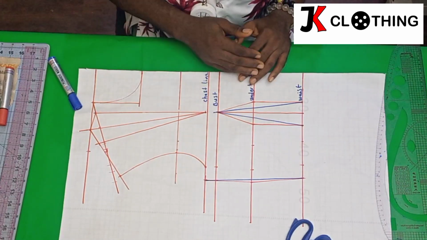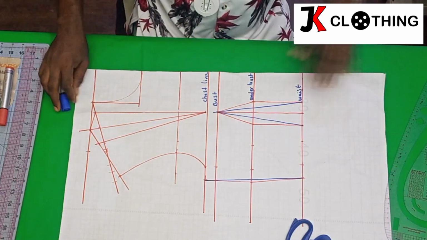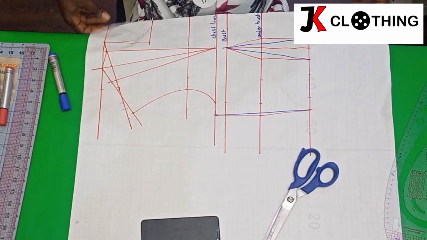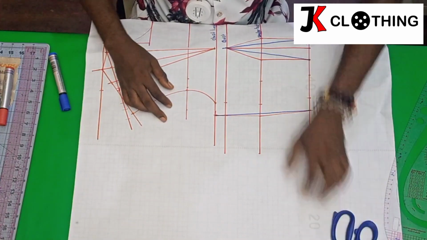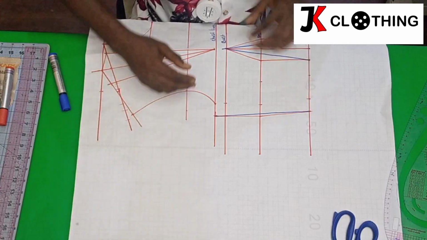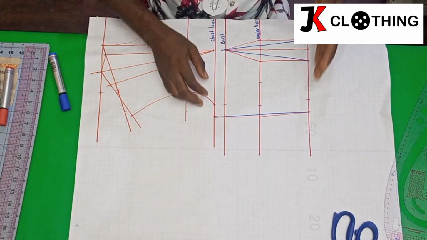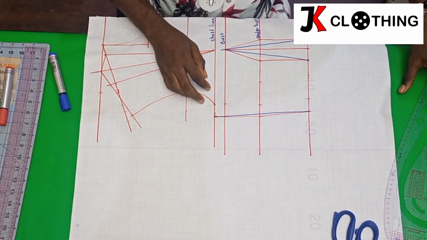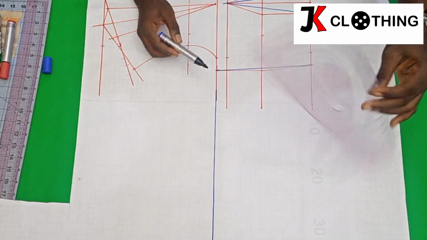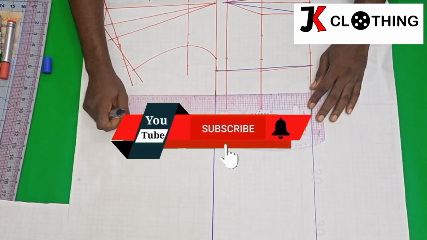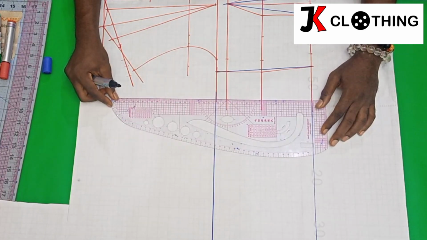Okay, so now we're done with the front. We're going to draft our back pattern. With the back pattern, what you do is that you will extend the chest line, the waist line. And so we need to draw a line to serve as the center back line.